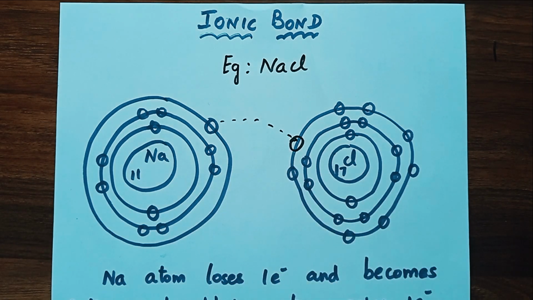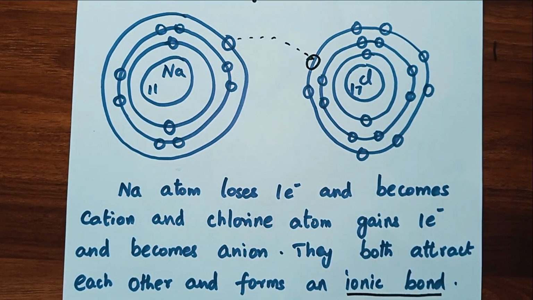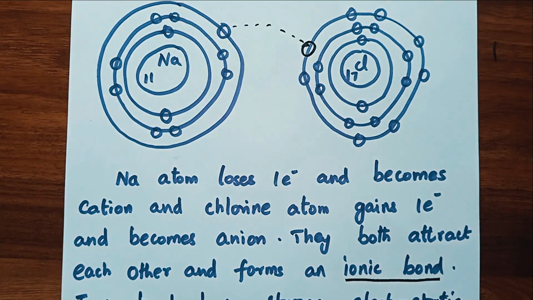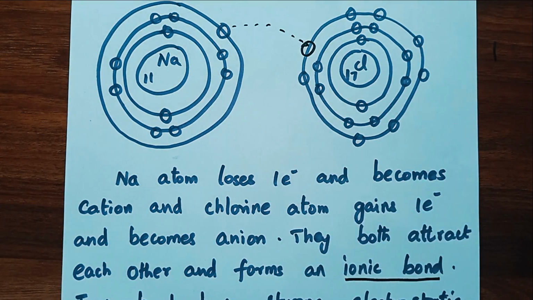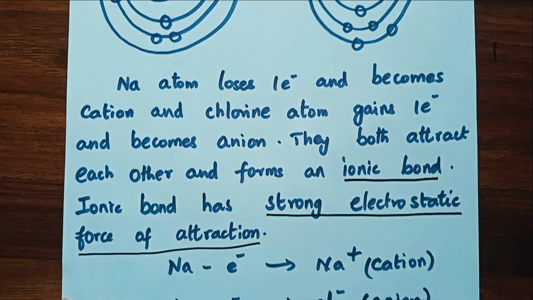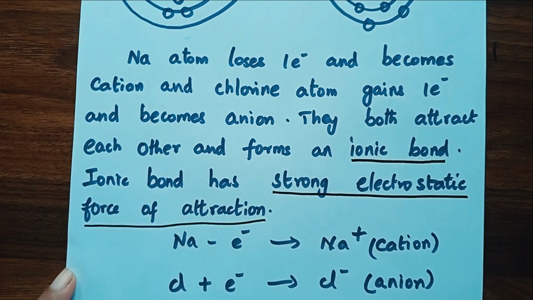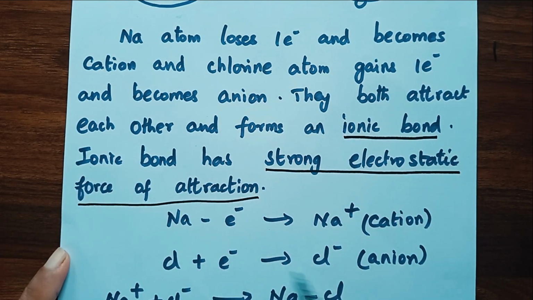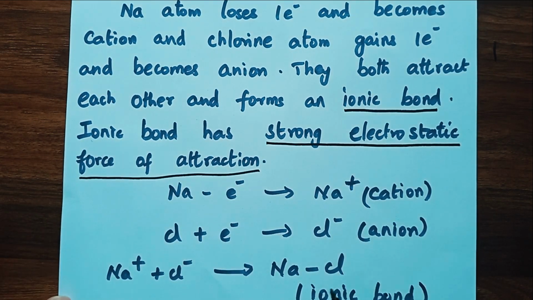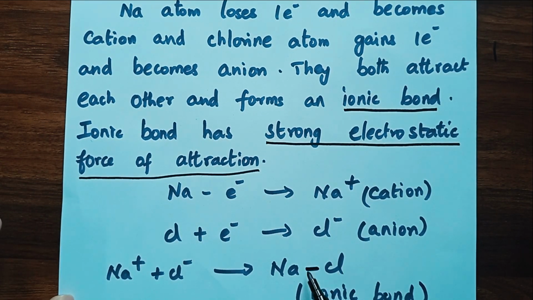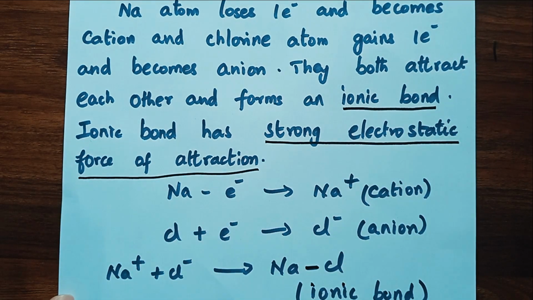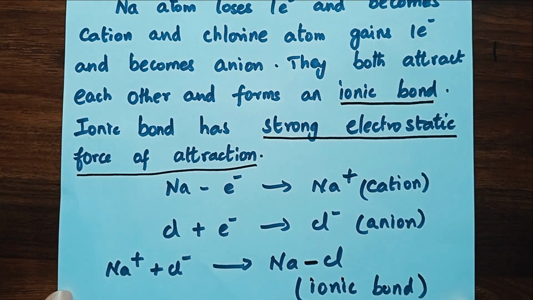So sodium loses 1 electron and becomes a cation, and chlorine atom gains 1 electron and becomes an anion. They both will attract each other and form an ionic bond. Ionic bond has strong electrostatic force of attraction. So sodium will lose 1 electron, it becomes Na+ cation, and chlorine will gain 1 electron and form Cl- anion. So Na+ and Cl- form NaCl. This NaCl bond will be the ionic bond. Thus ionic bond is formed by transfer of electrons.